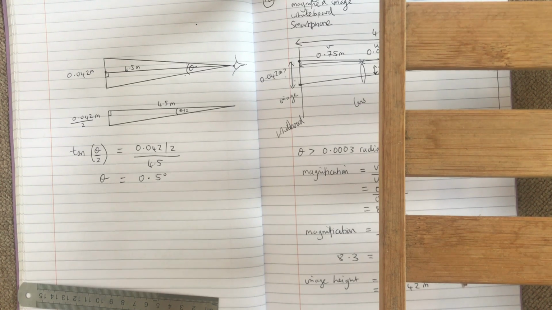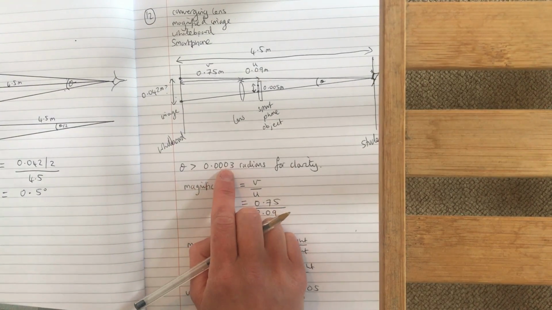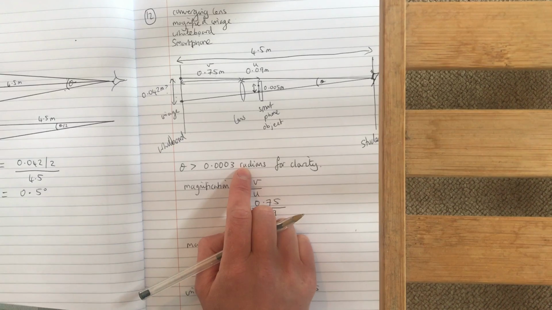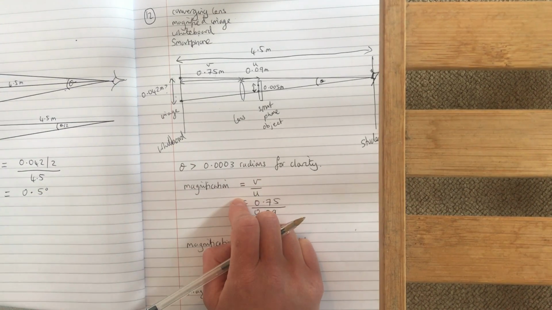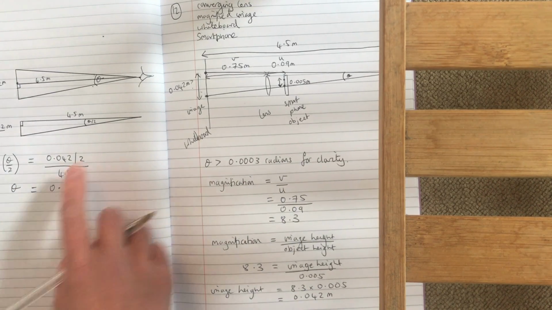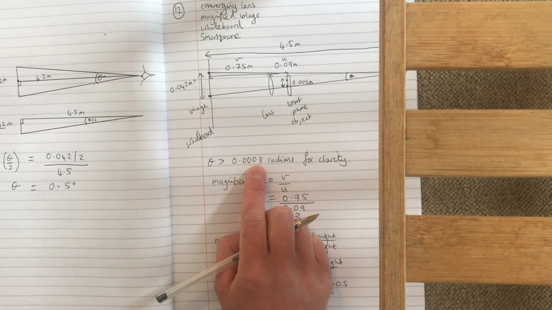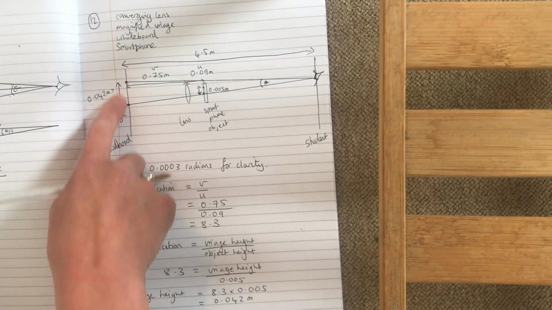Now what we've got to do from here is work out if theta is bigger than 0.003 radians for clarity. So we've got one angle in degrees and one angle in radians. It's just an extra level of being complicated. So is 0.5 degrees bigger than 0.003 radians? If so, we have clarity. We can view these dots clearly on the whiteboard.